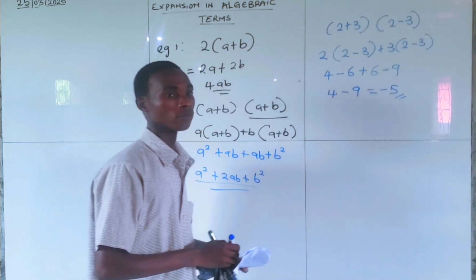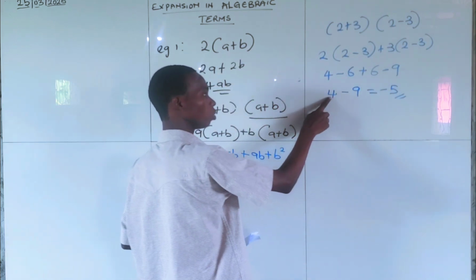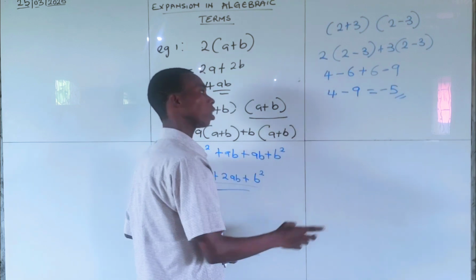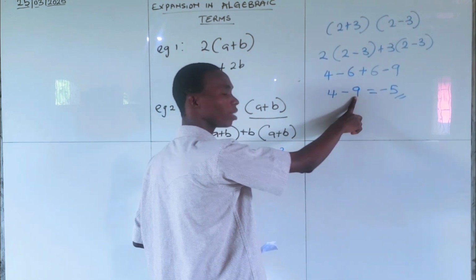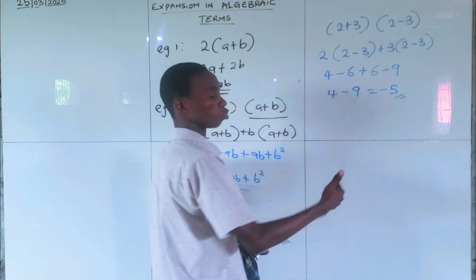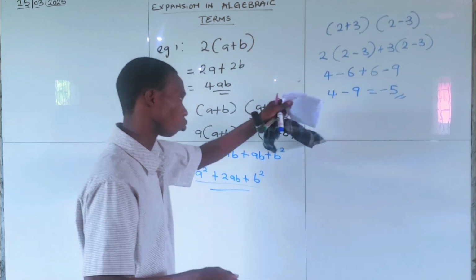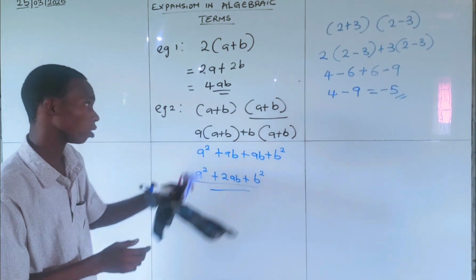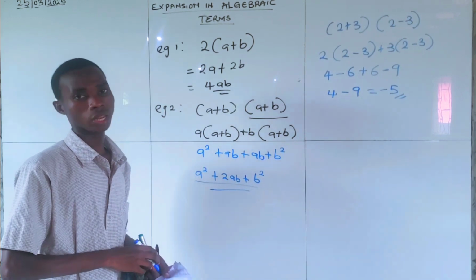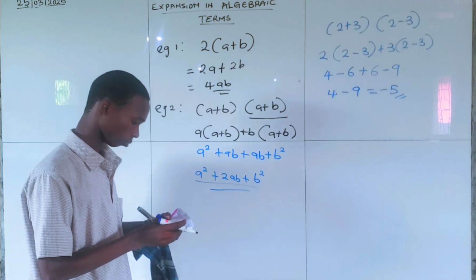Why is it minus 5? Because we are having 4 naira, and we are owing 9 naira. This minus sign means that we are owing. So if we pay off our debt, that means we are still owing, which is the 5 naira there. So our answer there is minus 5. Now let's take the other question.